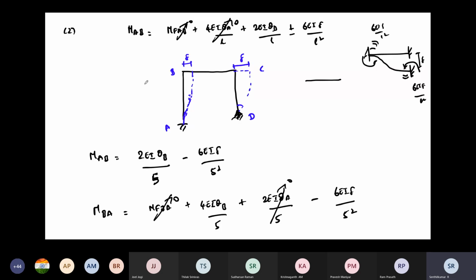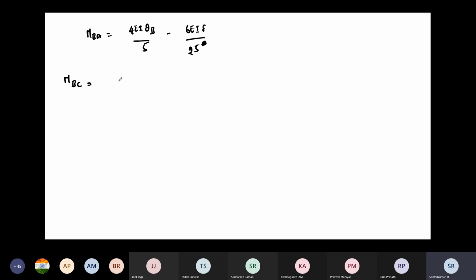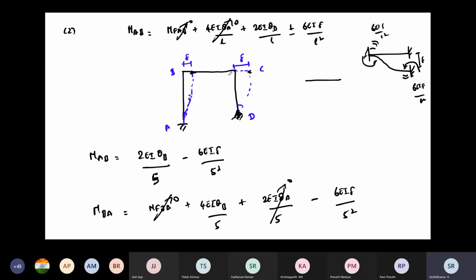So BC, you can see here, B is here only, C is here only. It is not settling. The differential settlement between B and C is 0. No movement for the joint C with respect to B, and no movement for B with respect to C. So delta is 0 there. But what about theta B and theta C? Yes, they will be there, because of the load it will try to rotate.